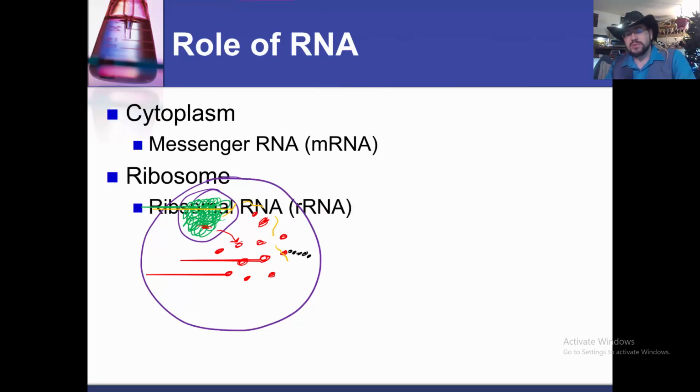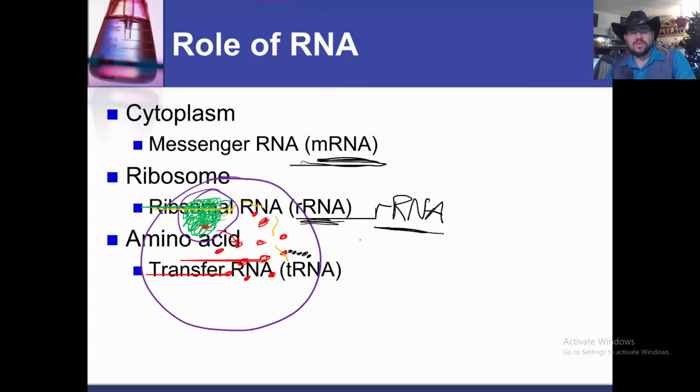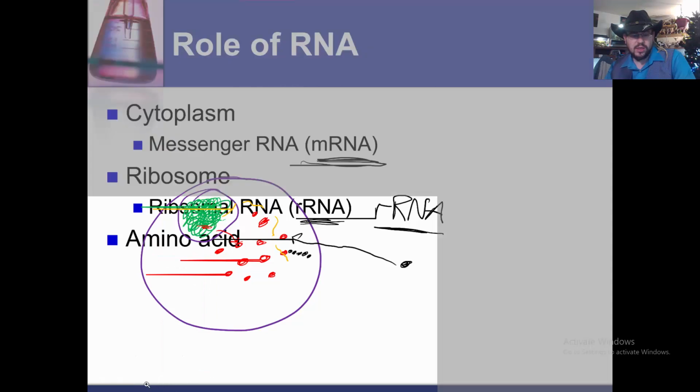Ribosomes themselves are primarily made of RNA. So we have messenger RNA that's carrying that information about the gene. You've also got rRNA, which is ribosomal RNA. And then you've got amino acids that need to be taken over to a ribosome. So what carries those amino acids to a ribosome?